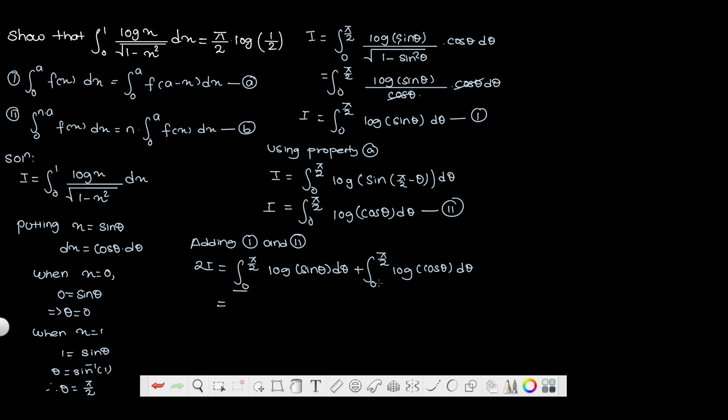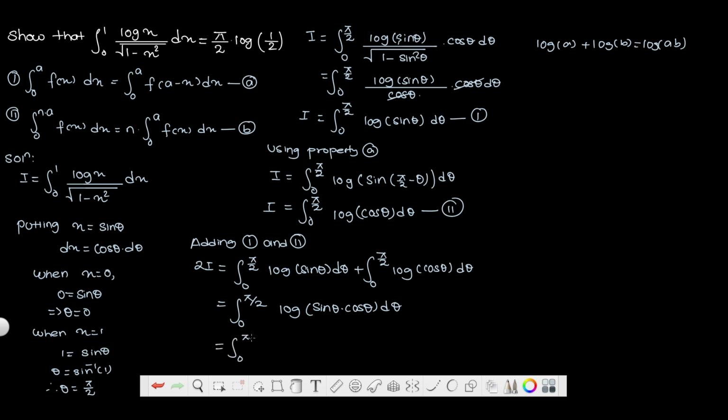And since we have the same limits, we can write it as a single integral from 0 to pi by 2 of log a plus log b. Log a plus log b is log a times b. What I mean to say is that log a plus log b equals log ab. So we can write log of sine theta times cos theta, and then d theta.